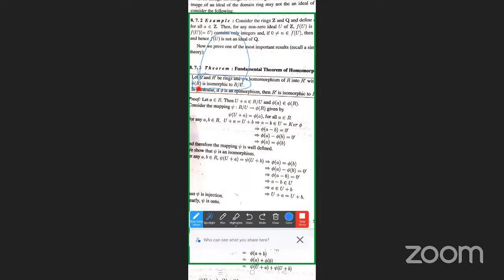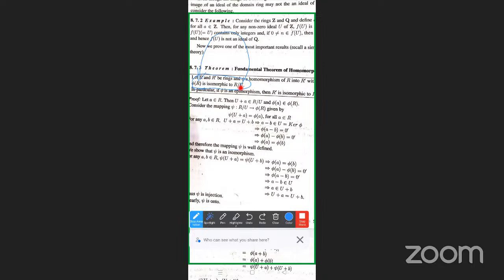Is it clear? So psi from R/U to pi of R is given by: an element of R/U is of the form U plus a. So psi of U plus a equals pi of a. Pi of R element is nothing but pi of a. So that equals pi of a.